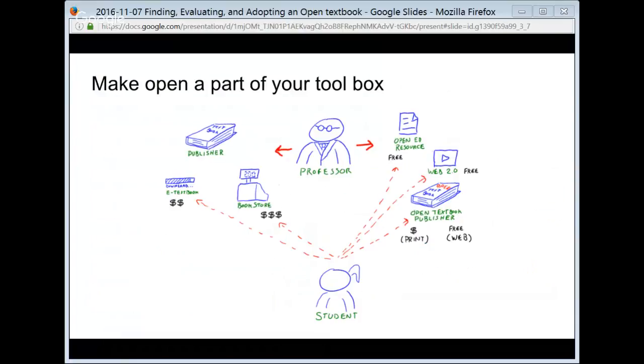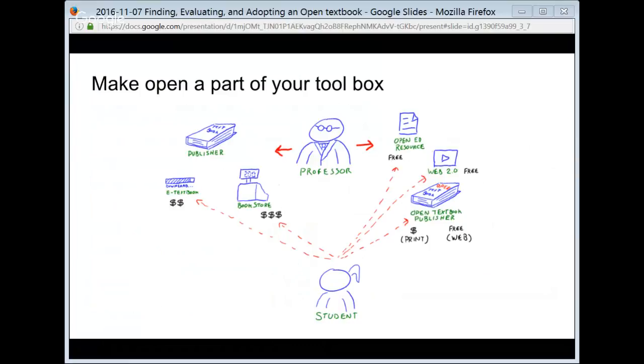Make open a part of your toolbox. So we saw that the student was a captive market at the beginning. I think that if you make open a part of your toolbox, then students also have access to more affordable materials. Sometimes you can decide to go with a textbook that's going to be cheaper because you know that a lot of materials is covered by open materials.